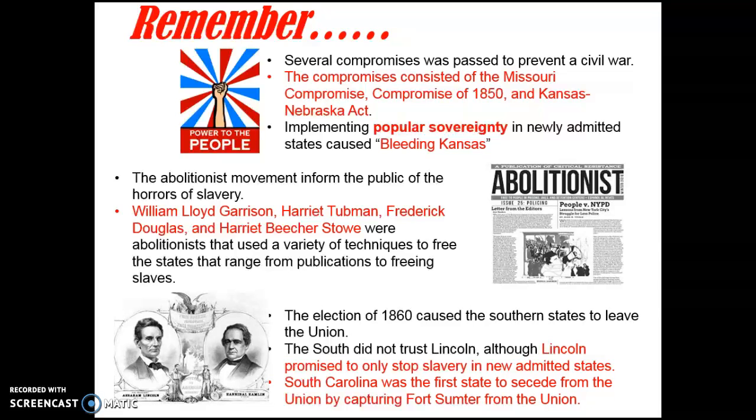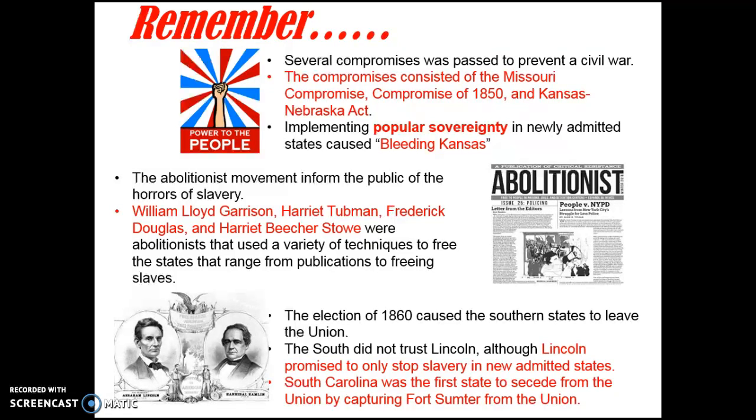Remember, several compromises were passed to prevent a civil war. The compromises consisted of the Missouri Compromise, the Compromise of 1850, and the Kansas-Nebraska Act. However, these compromises did not stop the Civil War.